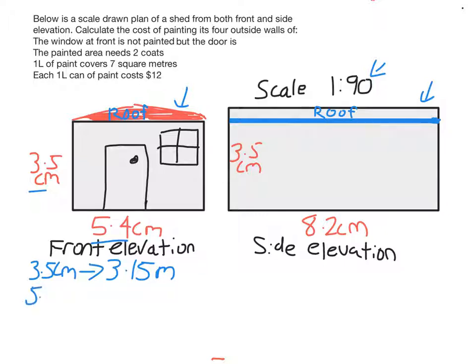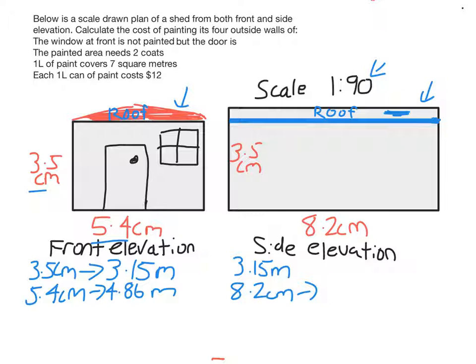But that is 486 centimeters, so 4.86 meters. So I'm going to do the same for the side plan of it. I don't want to include the roof because I'm only including the walls. So I know that it is 3.15 meters high, the same as the front. Now 8.2 centimeters, again I'm going to times that by 90 on my calculator. I get 738, which is 7.38 meters.